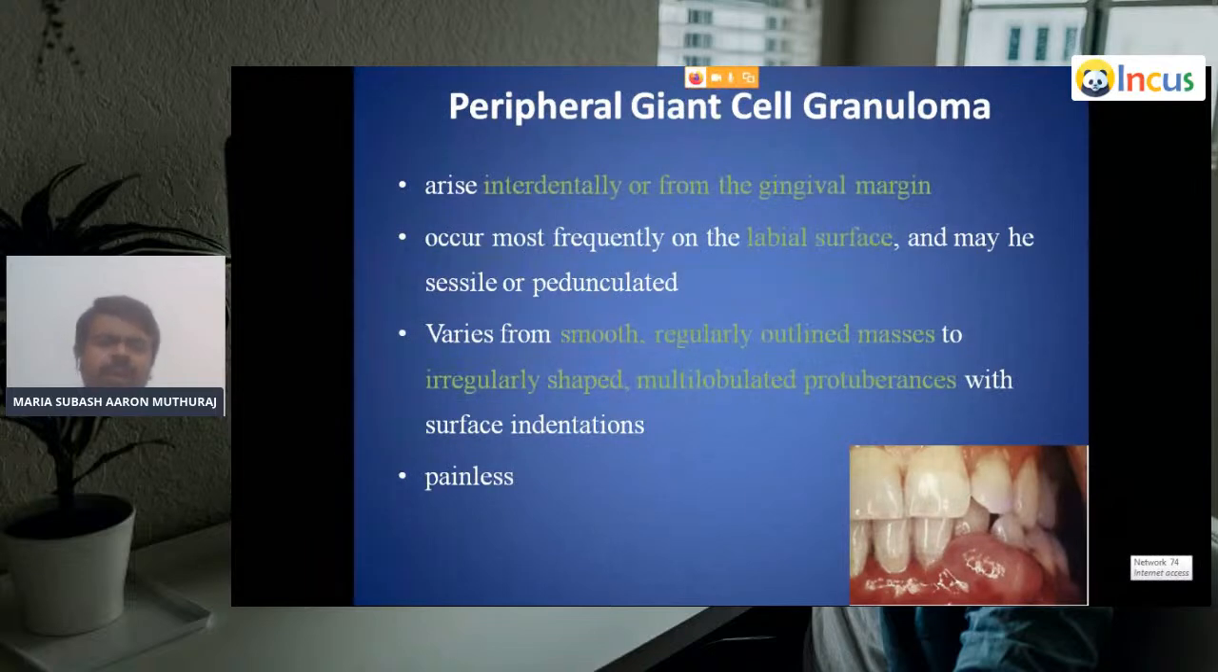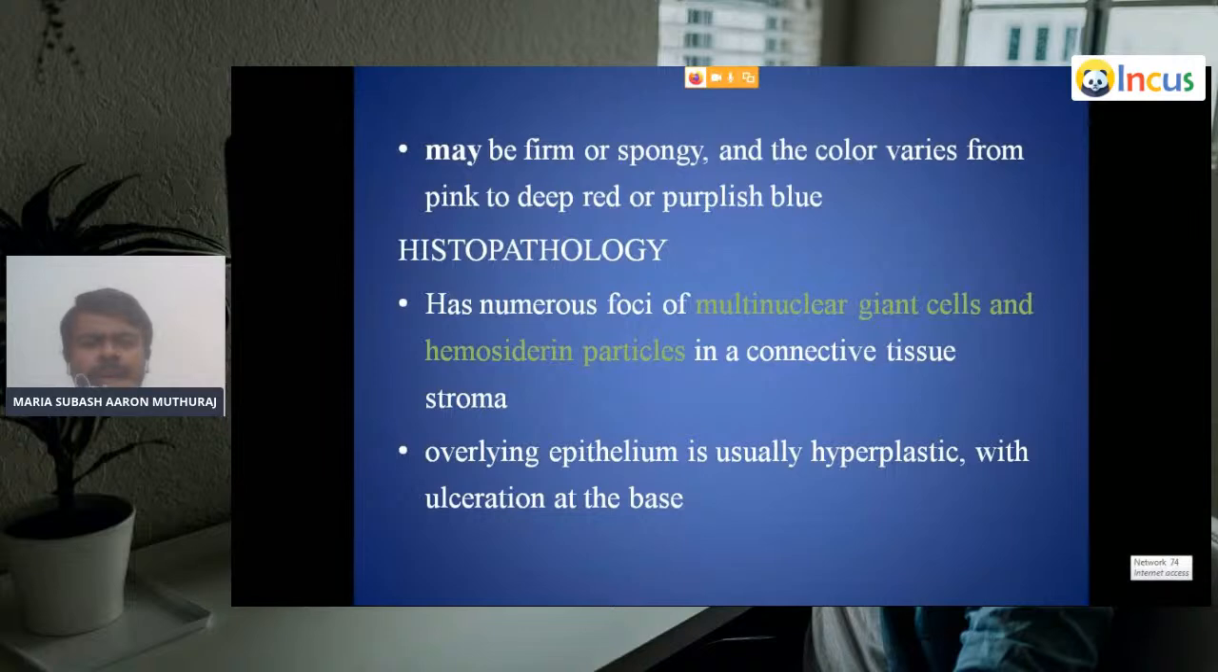Peripheral giant cell granuloma will be most frequently present on the labial surface, and it will be sessile or pedunculated. As you see in the picture, it varies from a smooth regularly outlined mass to irregularly shaped, multilobulated appearances with surface indentation, and painless. It will be firm or spongy, and the color varies from pink to deep red or purplish blue. It has numerous multinucleated giant cells and hemorrhagic particles in a connective tissue stroma. Overlying epithelium will usually be hyperplastic with ulceration at the base.